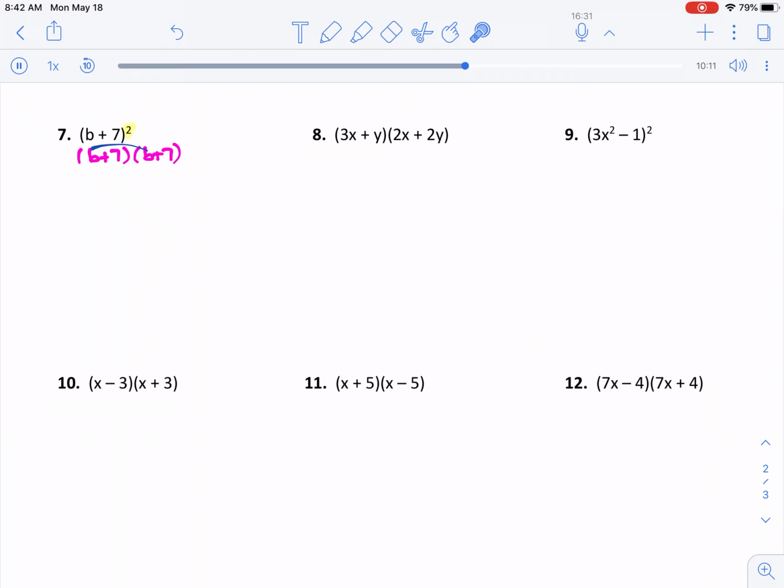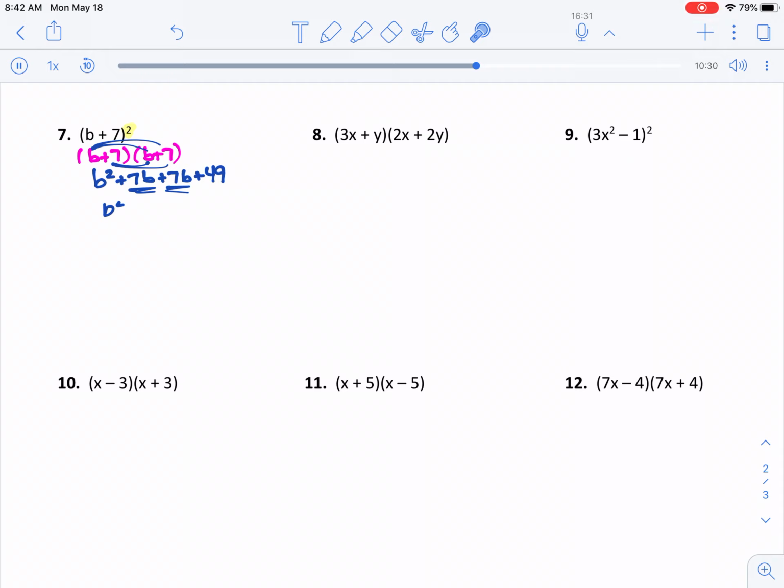So b times b is b squared. B times 7 is 7b. 7 times b is 7b. And 7 times 7 is 49. And again, get those like terms. So my final answer is b squared.